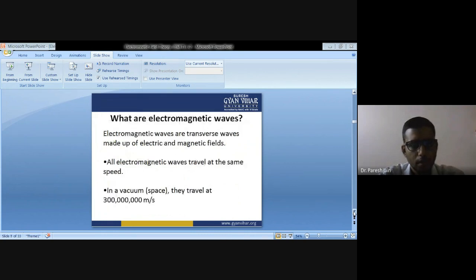Now, what are electromagnetic waves? Electromagnetic waves are transverse waves made up of electric and magnetic fields. These waves consist of electric fields and magnetic fields, and EM waves are also known as transverse waves. All electromagnetic waves travel at the same speed.